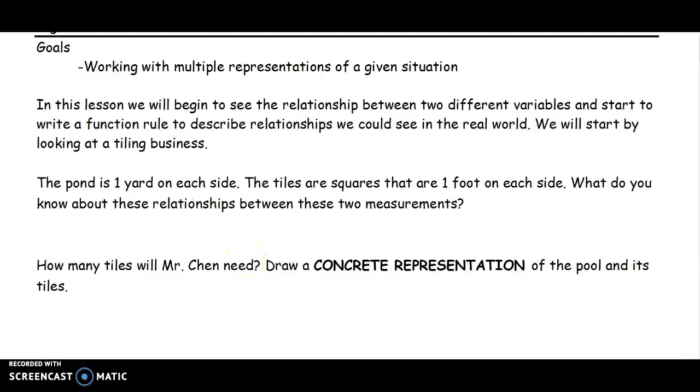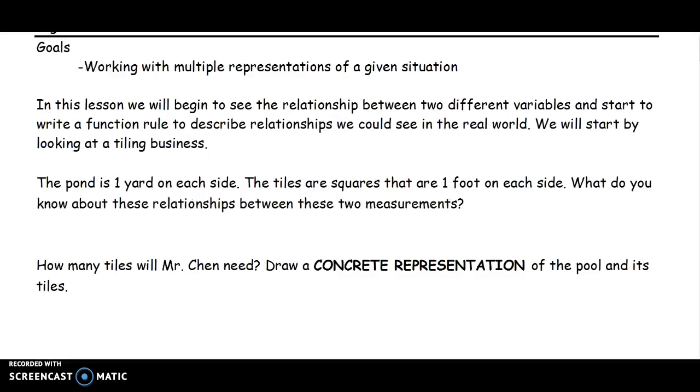This chapter is all about writing functions in function notation, writing function rules, variables, and linear patterns. So today we're going to talk about different ways to represent data of a given situation. In this lesson we'll begin to see the relationship between two different variables and start to write a function rule to describe those relationships we would see in the real world.